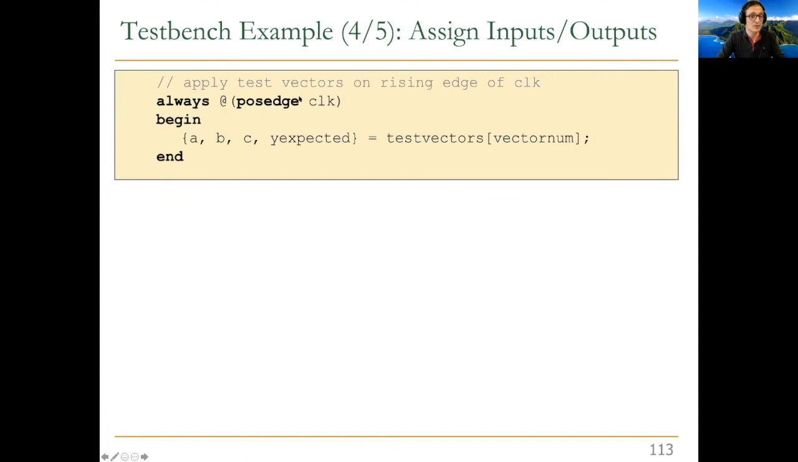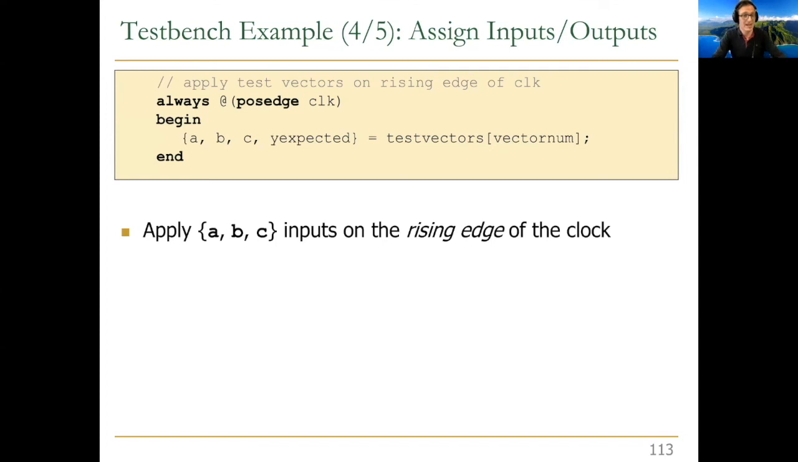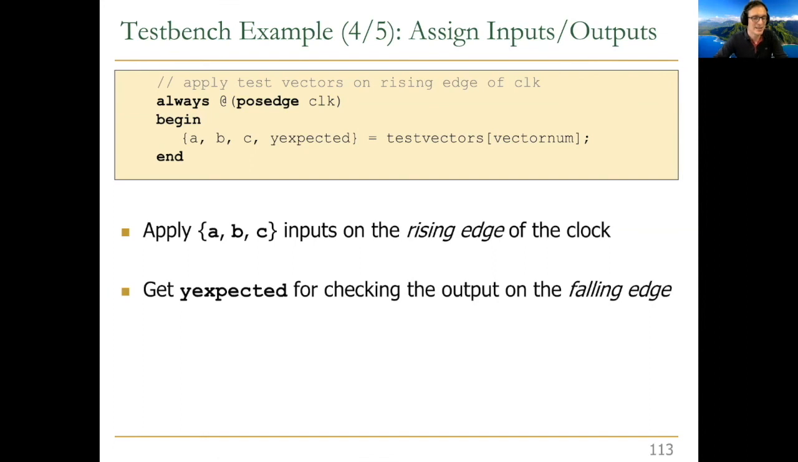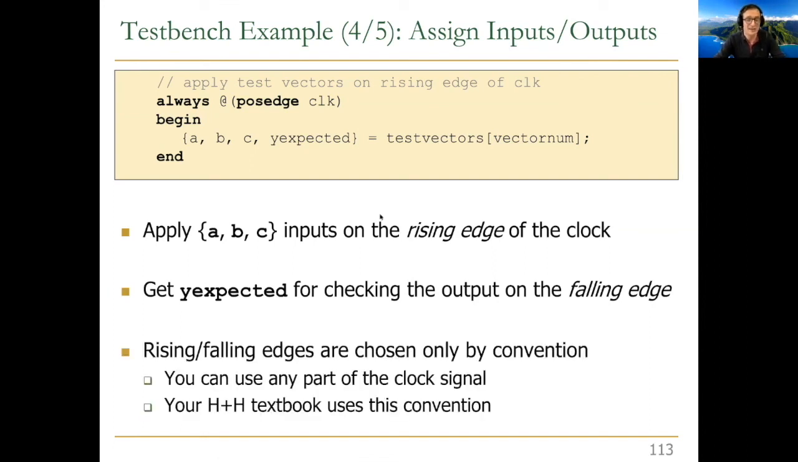Always at the positive edge of the clock, you apply ABC, taking the first 3 values of the test vectors, and y expected is the output, right? Basically, apply the ABC inputs on the rising edge of the clock. That's what the circuit does. So hopefully it's simple. And then you get y expected for checking the output on the falling edge. Rising and falling edges are chosen by convention over here. You can use any part of the clock signal if you wish. The H&H textbook uses the rising edge to apply the inputs and the falling edge to check the outputs.